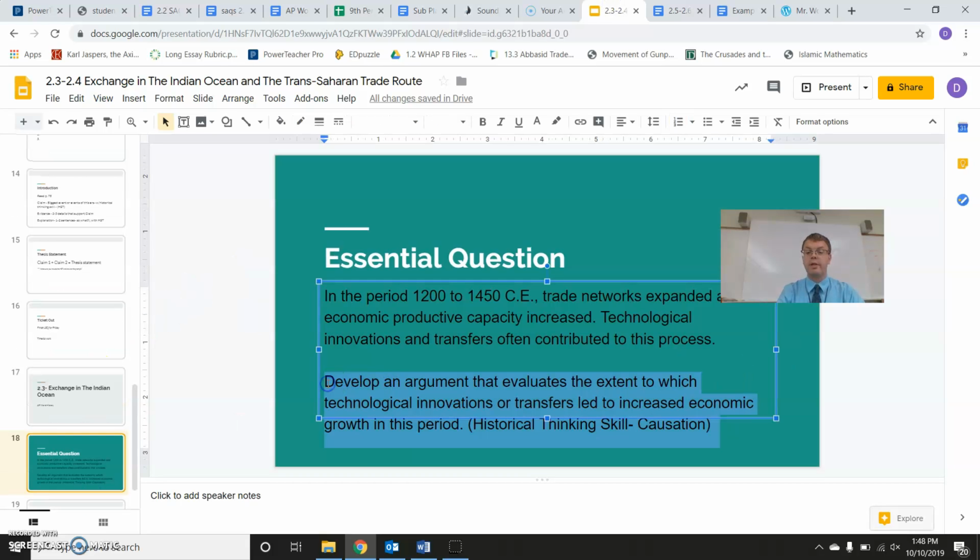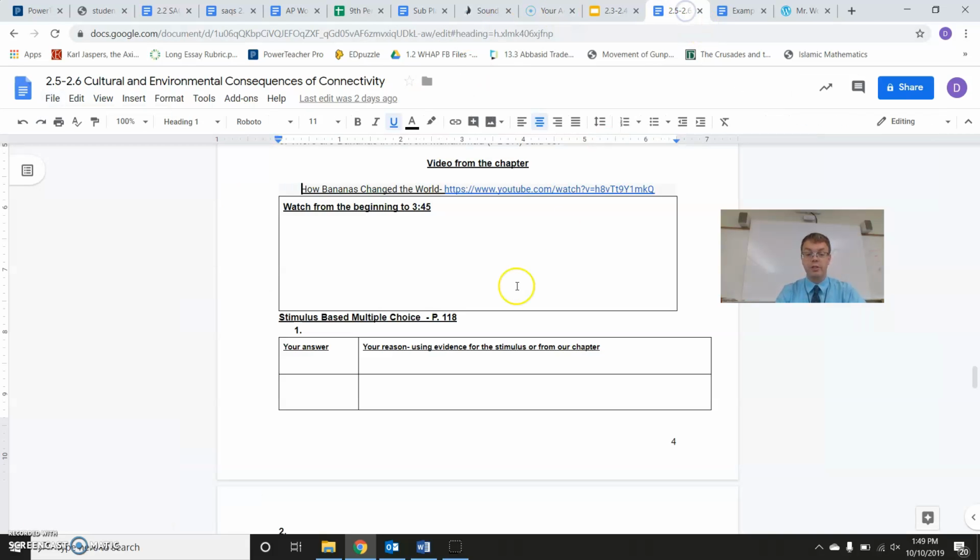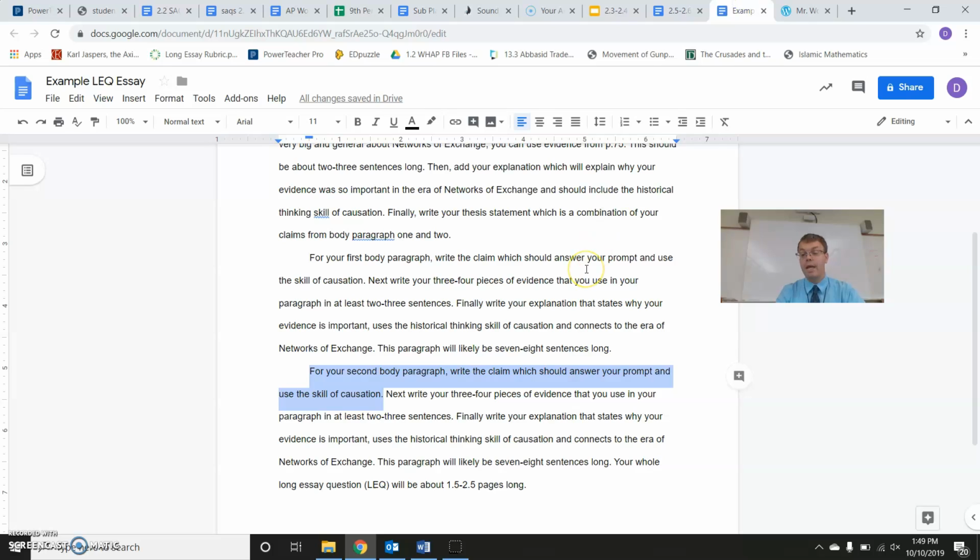Develop an argument that evaluates the extent to which technological innovations or transfers led to increased economic growth. So maritime technology led to increased economic growth. That could be a claim. A thesis statement could be something like: maritime technology and camel saddles led to increased economic growth in the era of 1200 to 1450, for example.